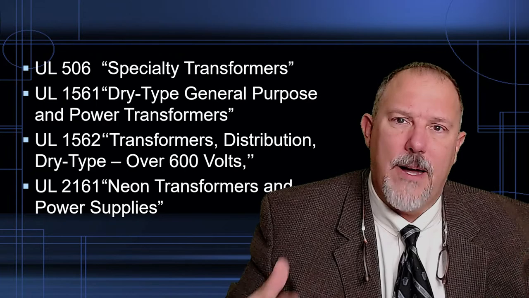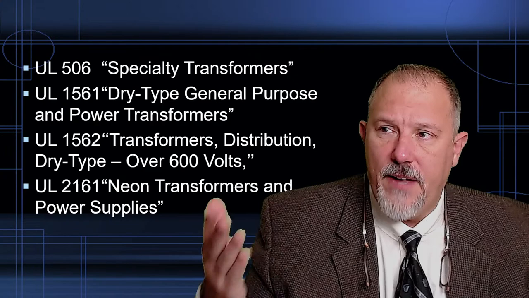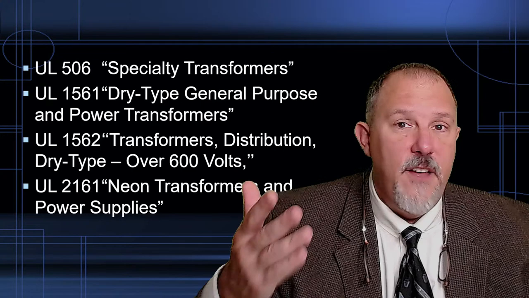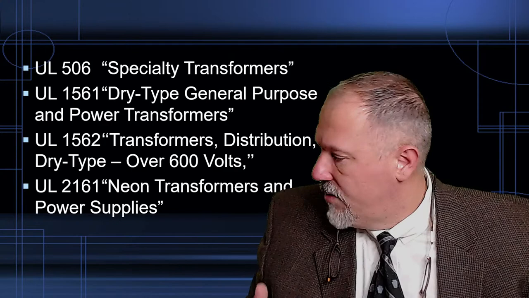Now, okay, so UL standards. Transformers are going to be listed. You have 506 as specialty transformers. 1561 is your dry type general purpose and power transformers. 1562 are your distribution dry type transformers over 600 volts. And 2161, you have neon transformers and power supplies. So remember, there's transformers everywhere. I mean, you have a power supply.